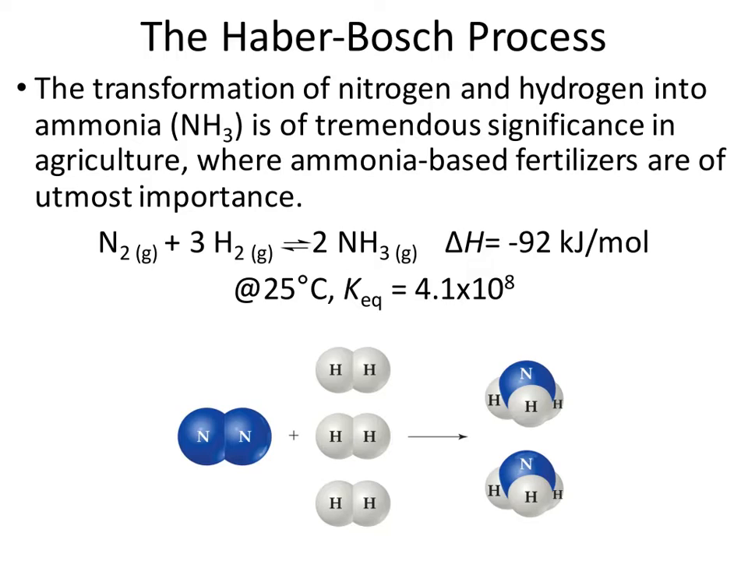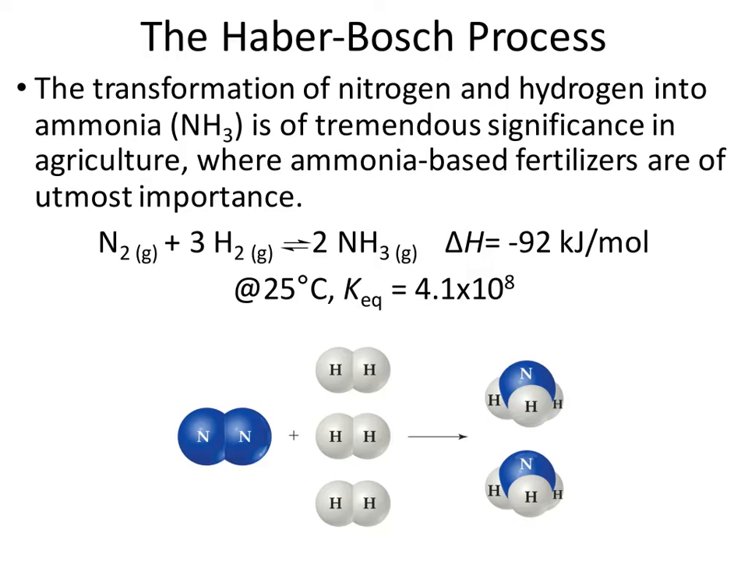The Haber process, or Haber-Bosch process, is an important process in fixing nitrogen into ammonia. It's a very fast way of doing this, and ammonia was very important in World War II for creation of munitions and bombs, but it's also very important in ammonia-based fertilizers.